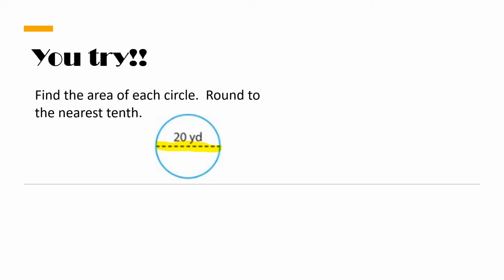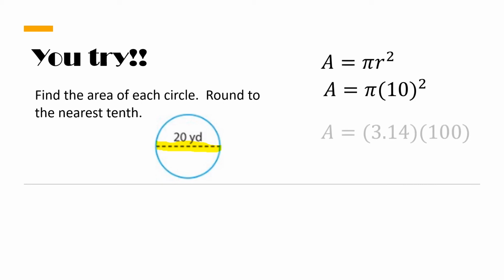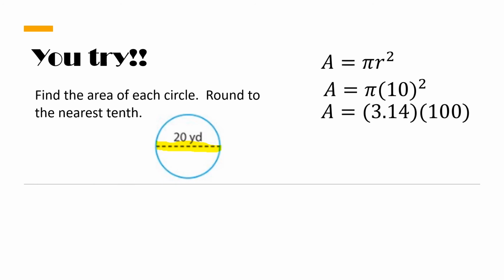Okay, so using area equals pi r squared, hopefully you thought to use 10 for your radius, not 20, that's a diameter. We're going to sub 3.14 in for pi. We're going to multiply by 100. I could use my calculator. I could remember multiplying by 100 moves the decimal point 2 places right, which gives me an area of about 314.